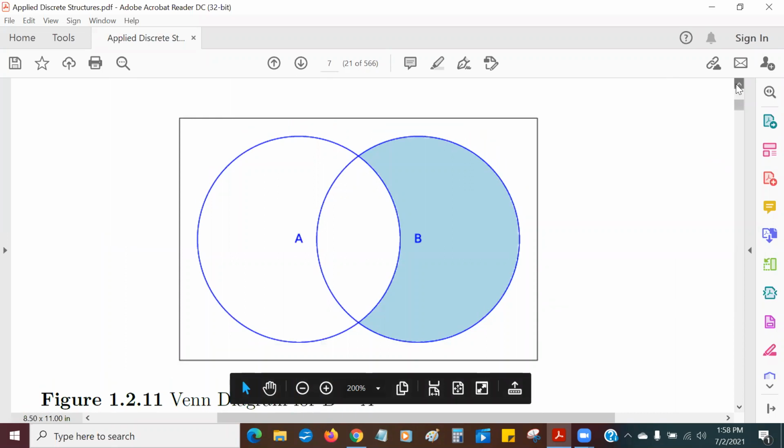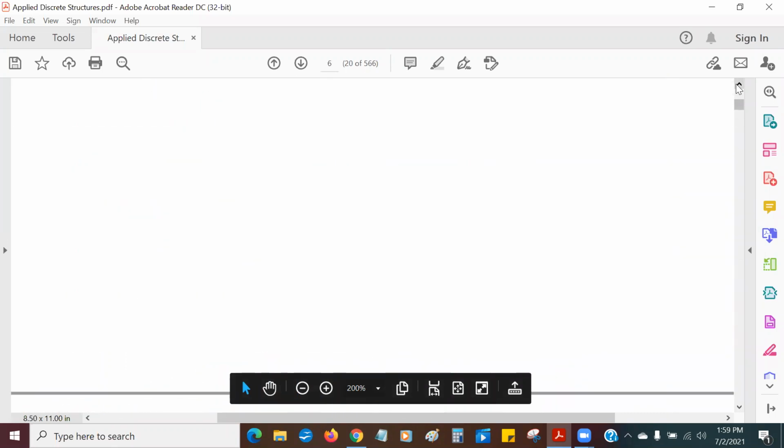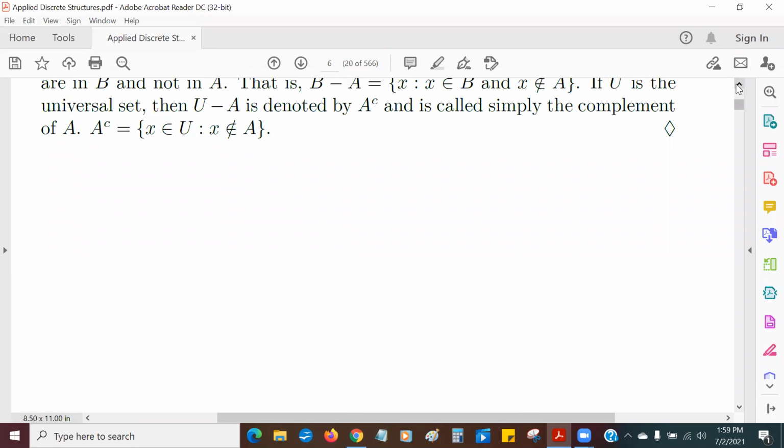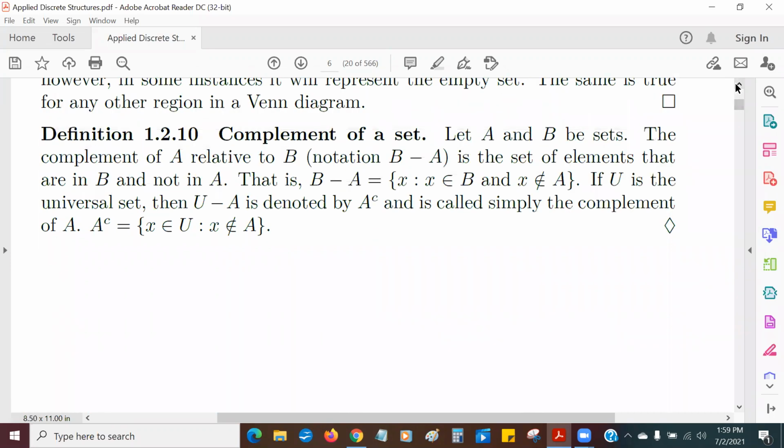Oops, hold on a second. Hold on. Where'd my Venn diagram go? Give me 1 second to sort this.